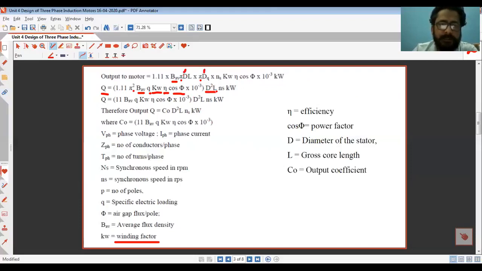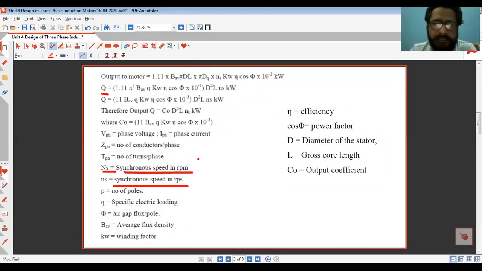D is twice here, so D²L. What is D²L? D²L represents the volume of the machine, and N_s is the synchronous speed, in RPS here, while capital N_s is in RPM. Now from this equation you can take all the almost constant parameters. This is 1.11; there is a typo here, this one is 1.11.